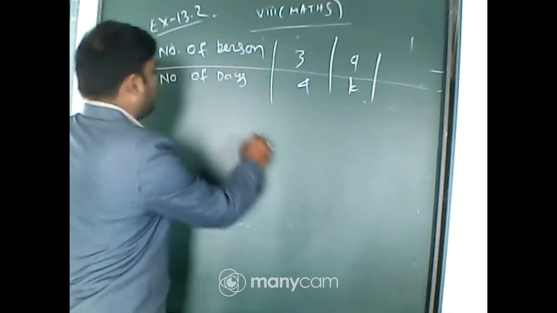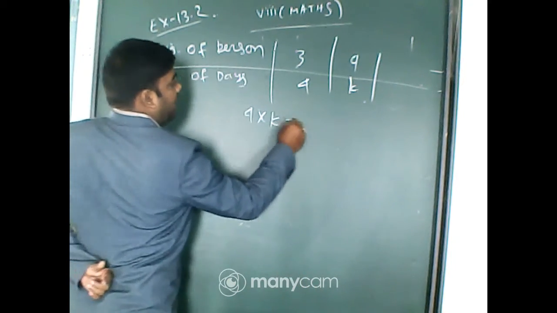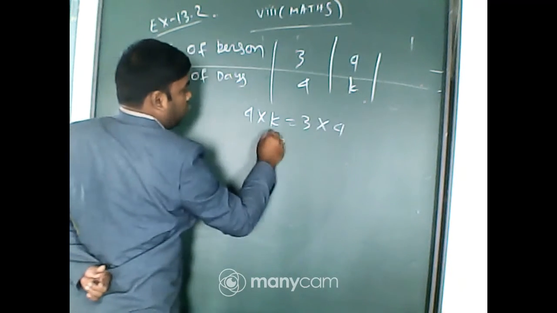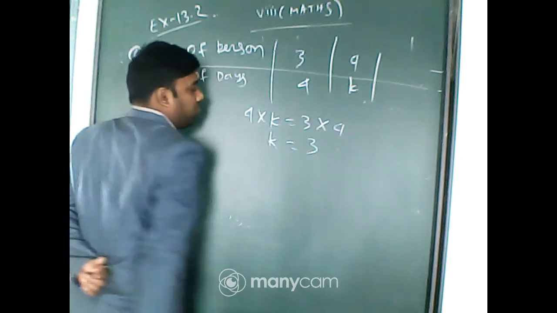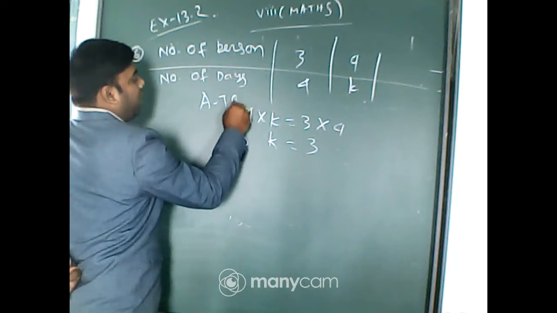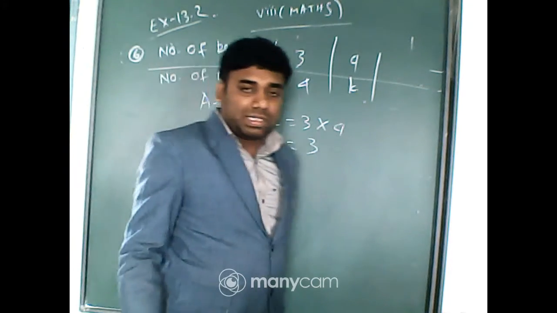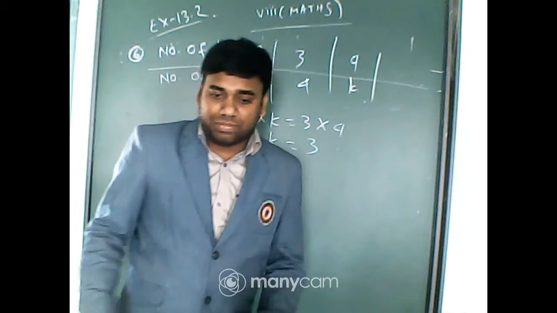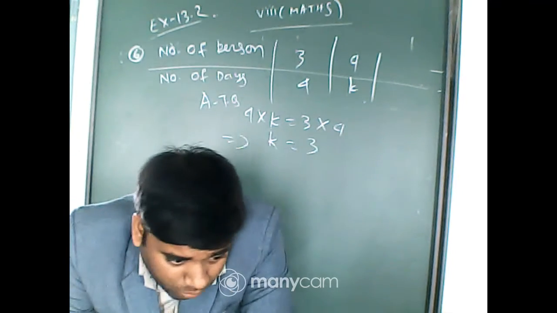Therefore 4 into k equals 3 into 4. That is x1 into y1 equals x2 into y2. So k equals 3. So how many days will they take for 4 persons? That is 3 days. Okay, it's a very easy sum. Now next question.